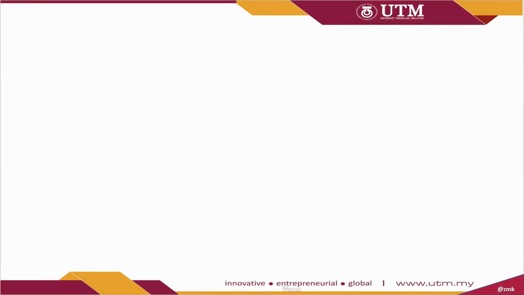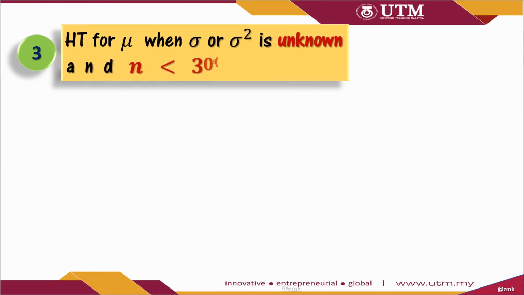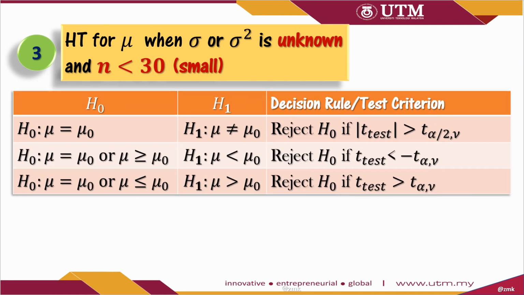This slide presents case 3 for testing a single mean mu, that is, when first the population standard deviation sigma or the population variance sigma squared is unknown, and second, the sample size n is small, that is, n is less than 30. The choice of test statistic in this case 3 is not a z-test but a t-test. Under this case 3, we can also have three further choices of hypothesis tests as listed in the following table. Again, they depend on the choices of alternative hypothesis H1.